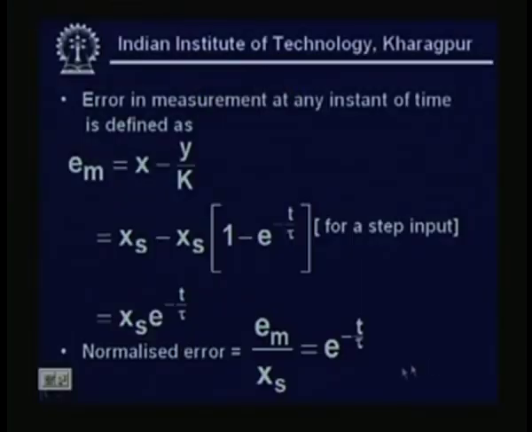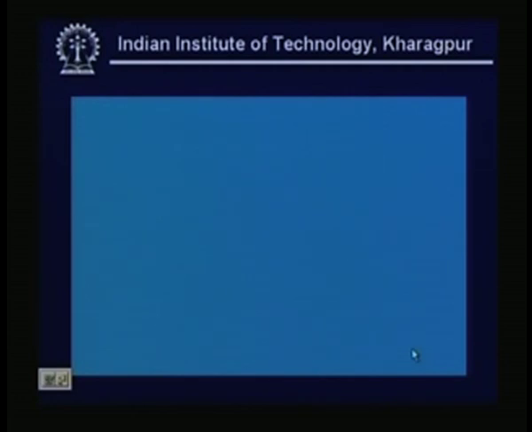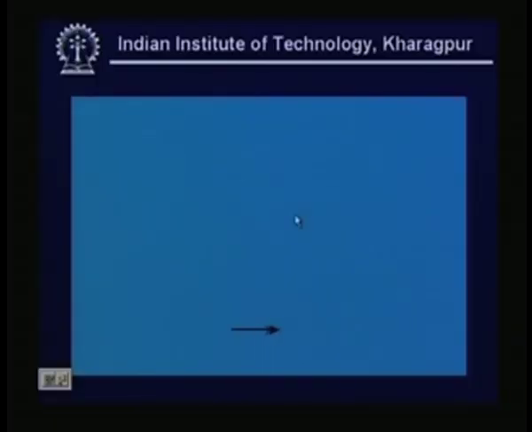So, the normalized error, if I normalize, if you make it unitless, will be Em by xs equal to e to the power minus t by tau. It will be better visualized in a flash. You can see here.